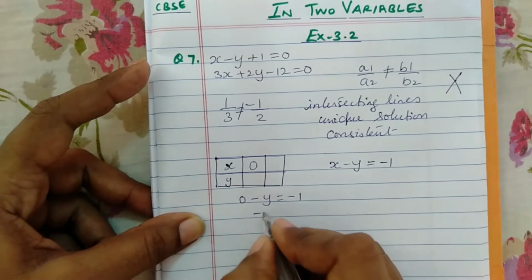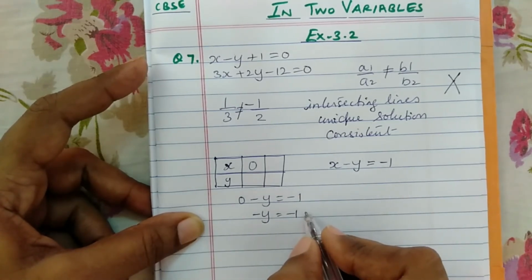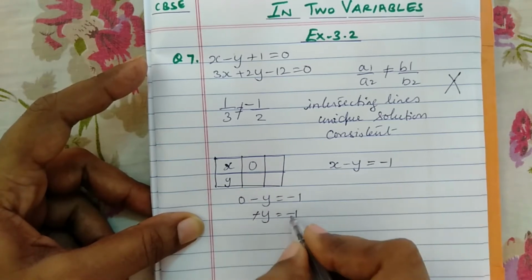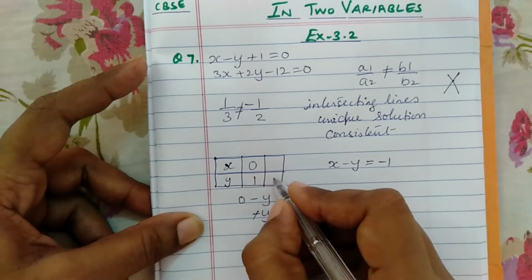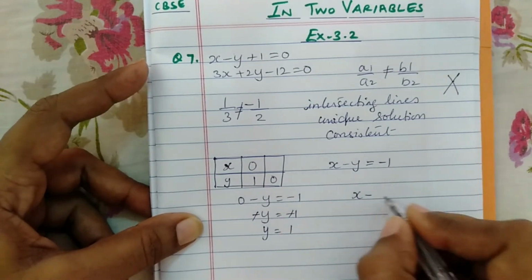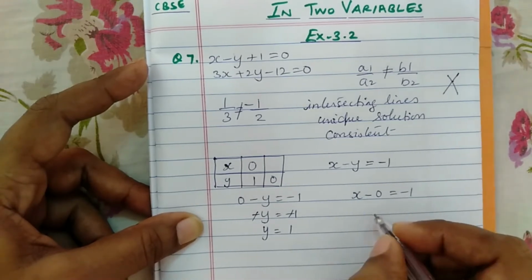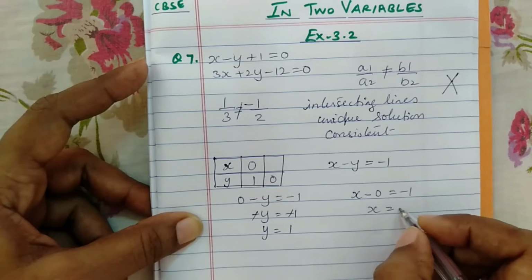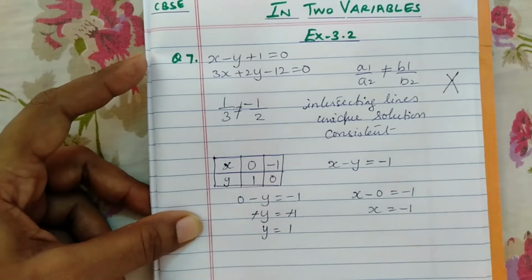What will happen here? Minus y is equal to minus 1, and 0 is moved here, no difference. Okay, so minus and minus cancel, so y is equal to 1. So here it is 1. Same way I'll take 0 for y this time. So x minus 0, y is 0, so x is equal to minus 1. The 0 doesn't make any difference, so here it is minus 1.